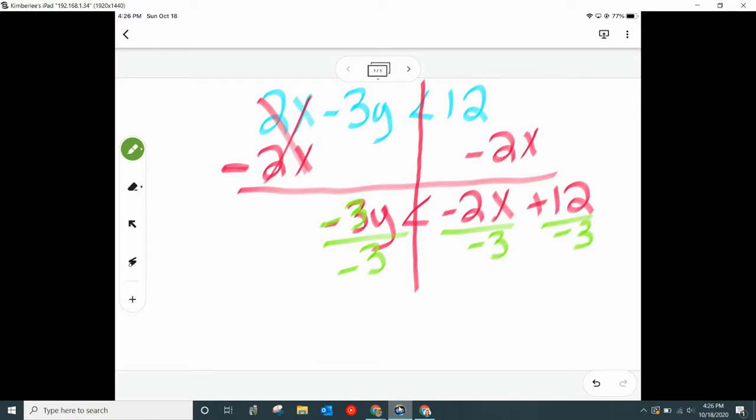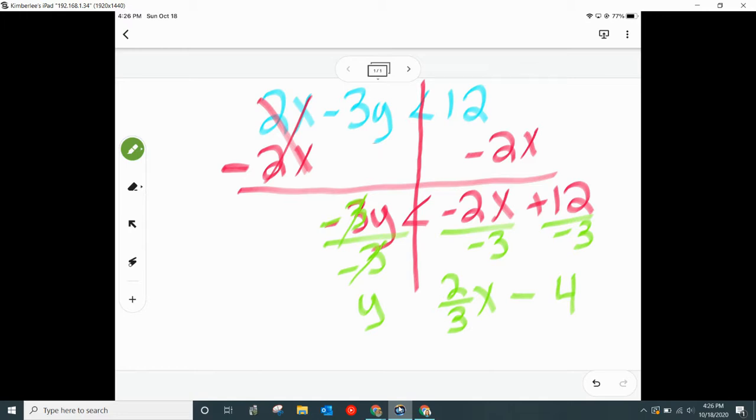Okay, so negative 3 divided by negative 3 divides out to be 1. So I'm left with y. Now I'm going to simplify this other side over here. I have negative 2 divided by negative 3. Negative divided by negative is a positive, and I'm going to leave it as the fraction 2/3. I'm going to bring down my x. 12 divided by negative 3. Well, I know 12 divided by 3 is a 4, and then positive divided by a negative is a negative.